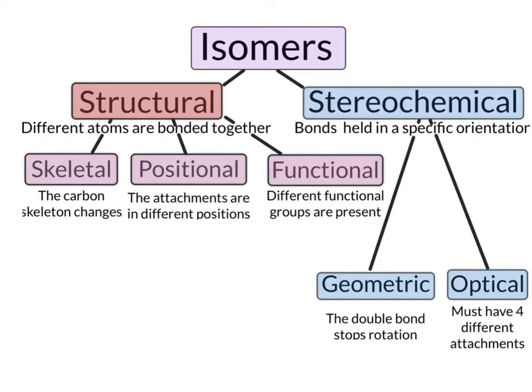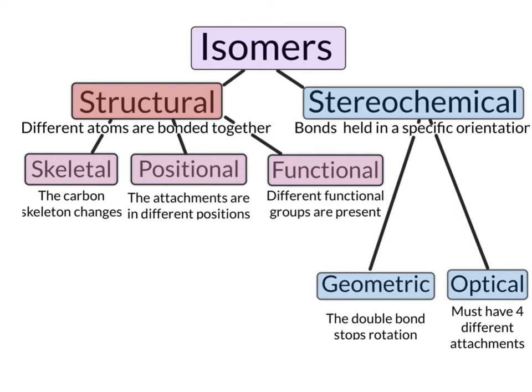So to summarize, isomers are substances that have the same molecular formula but are in some way different from each other. For structural isomers, we see that difference is in the way that the atoms are bonded to each other. They're bonded to different atoms. In stereochemical isomers, they are only held in a specific orientation in a different way. These ones cannot rotate, and so they cannot be changed. The 3 types of structural isomers are skeletal, positional, and functional.